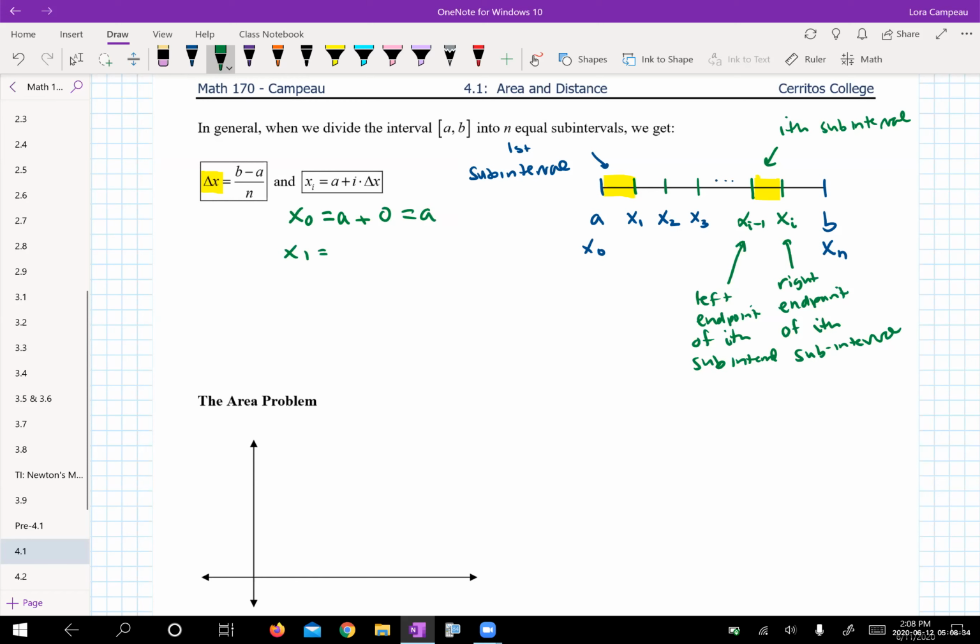x of 1, it's a plus 1 times delta x. x of 2, a plus 2 delta x's. And then you can play around. x of i minus 1, what is that? a plus i minus 1 delta x's. x of i, a plus i delta x's. And if you want to play a little further, x of n, that's a plus n delta x's. And by the way, that's equal to b.